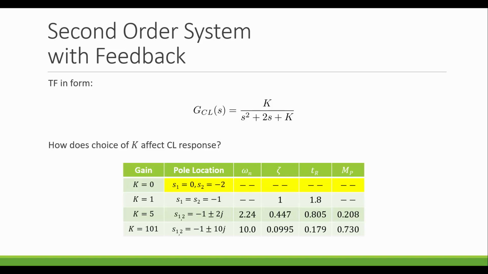And then as a fourth example, let's have a high gain of 101. That's going to shift where the poles are of our closed loop system, now at -1 plus or minus 10j. Again, finding the magnitude, that gives us a higher natural frequency of 10 and a lower damping ratio of about 0.1, and we can use those quantities and we see that the rise time decreases significantly to 0.18 seconds. However, overshoot increases significantly to 73%.